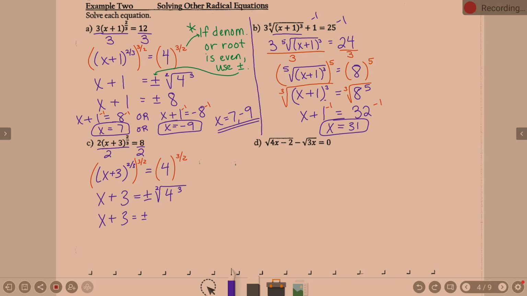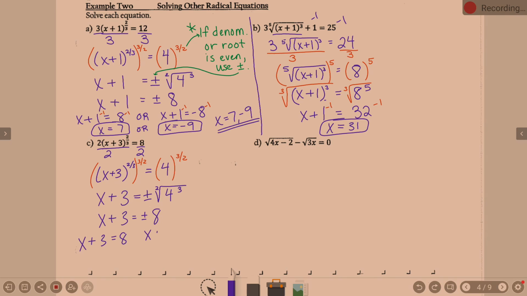It's the same numbers we used earlier, isn't it? Yeah. But, reminder, the square root of 4 is 2. 2 to the 3rd is 8. How do I solve? If it's x plus 3, you're going to subtract 3. How many answers are you getting? 2, because we're subtracting 3 from 8 and negative 8.